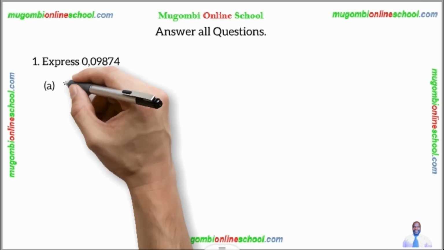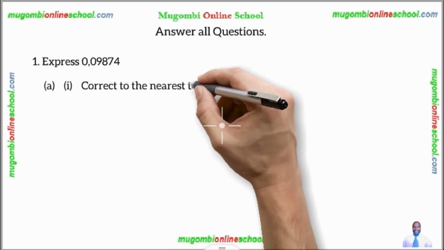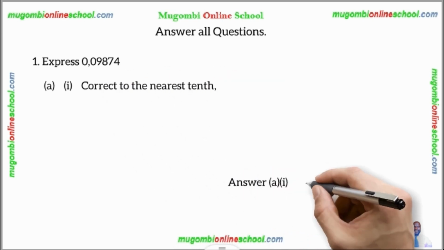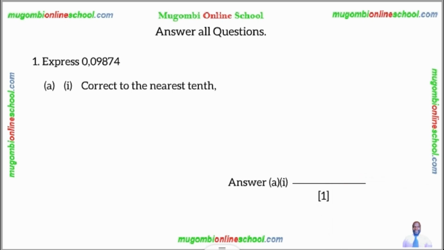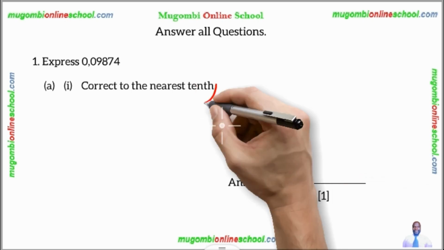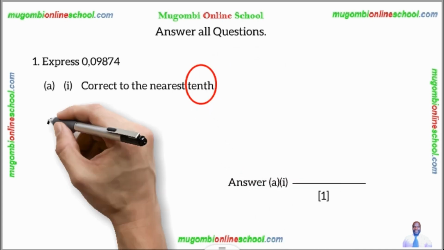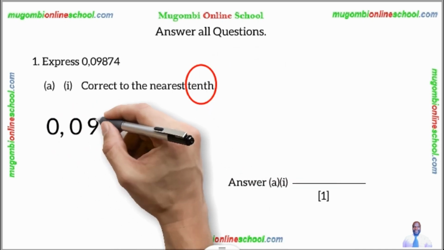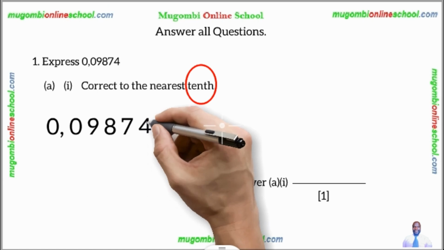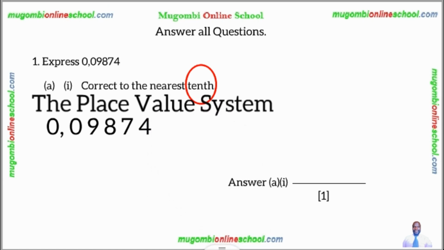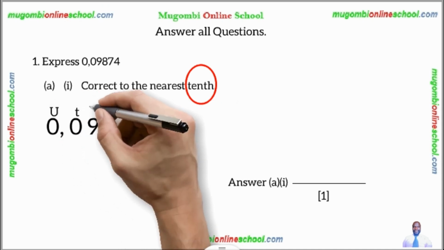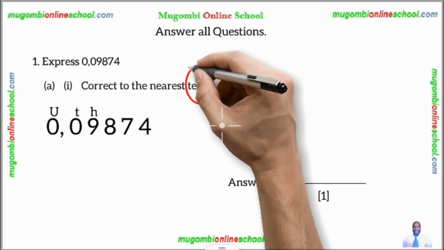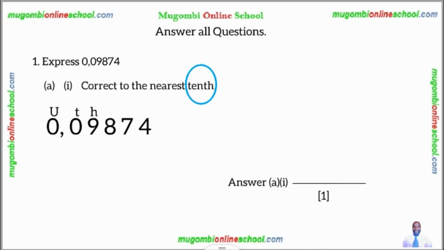So you are required to answer all questions. Number 1, express 0.09874 to the nearest tenth. The answer is 1 mark. To round to the nearest tenth, we need to understand the place value system. The first zero represents units, then tenths and hundredths, and we are required to round off to the nearest tenth.